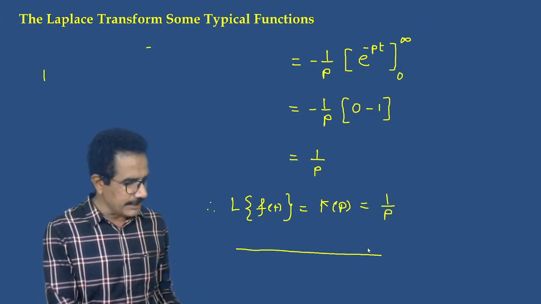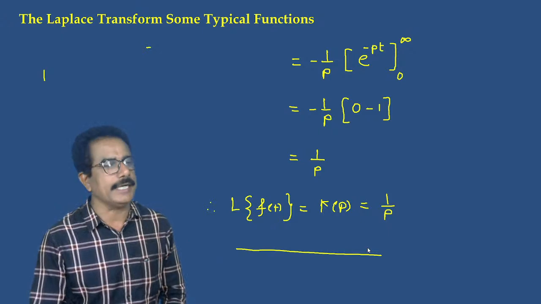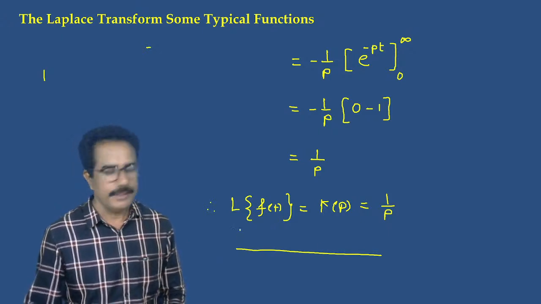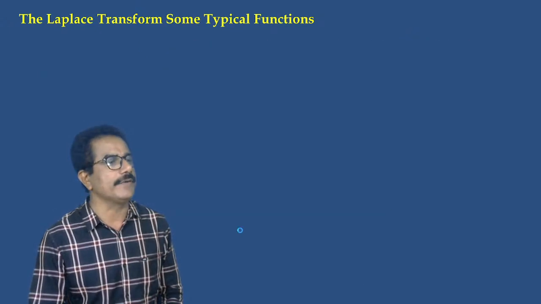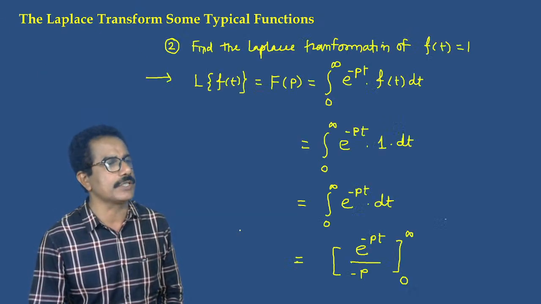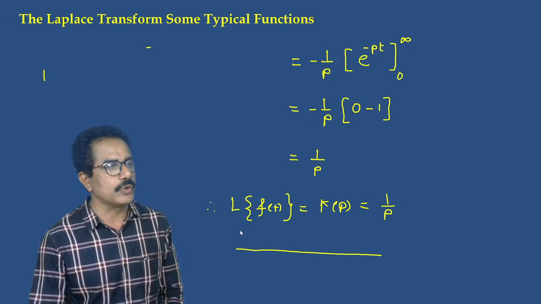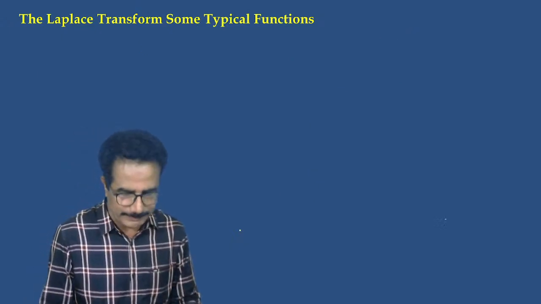Okay, now see this, we shall move towards the second typical function. This is the Laplace transformation. This is the Laplace transformation of a given function f of t is equals to 1. Now we shall move towards the third problem.